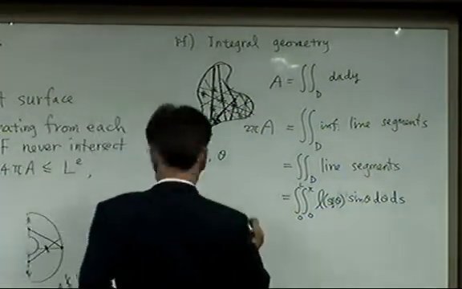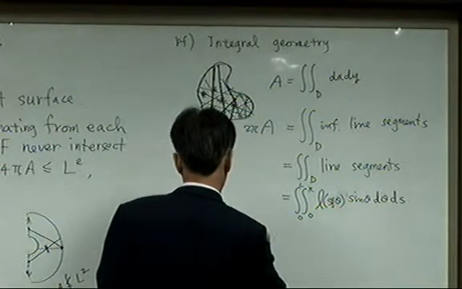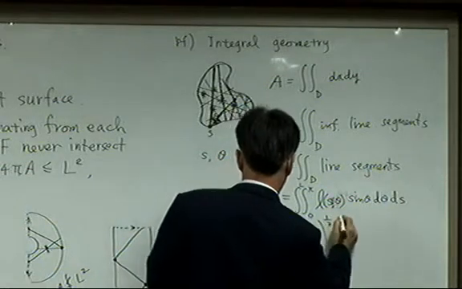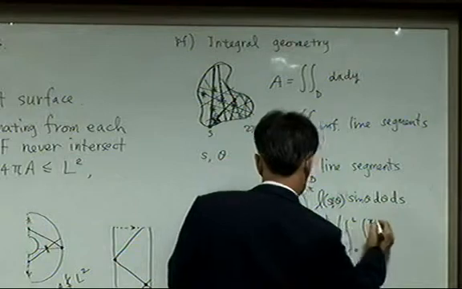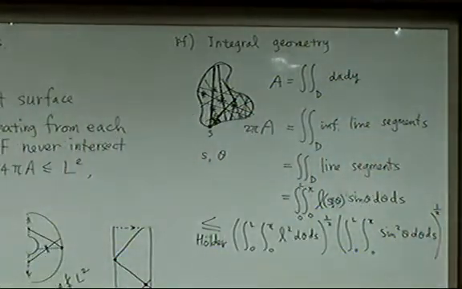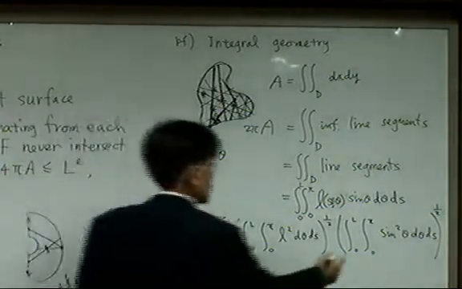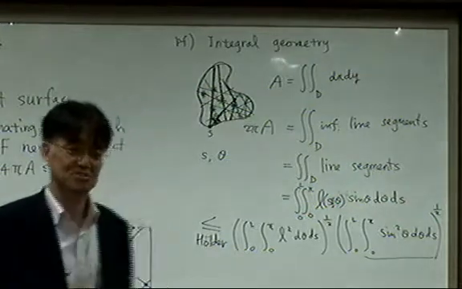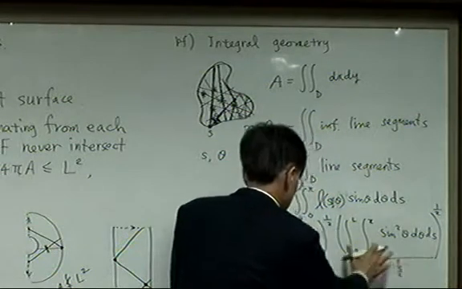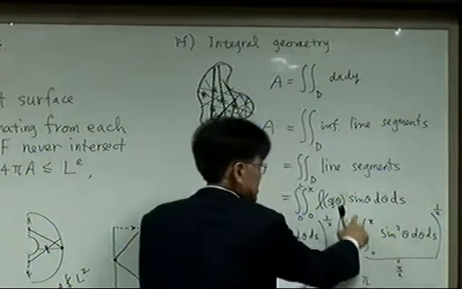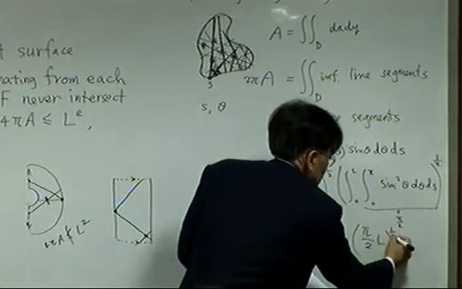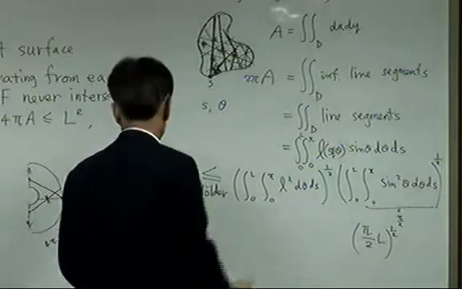By Hölder, this is less than... this is easy. And the integral of sine squared, we can compute this. Any high school student can compute this, which is pi over 2. So this factor becomes pi over 2 times the integral of this constant over this interval L, so 2 pi square root. Okay, and this is not simple.